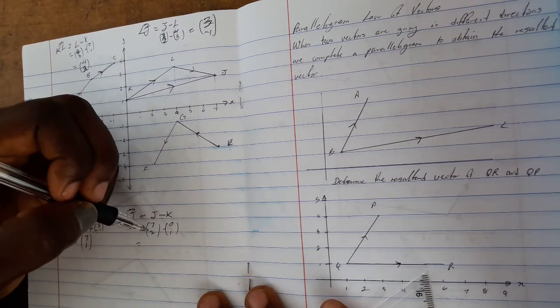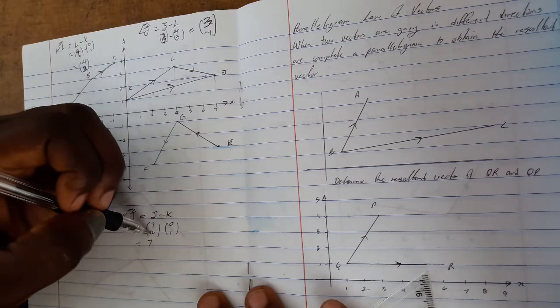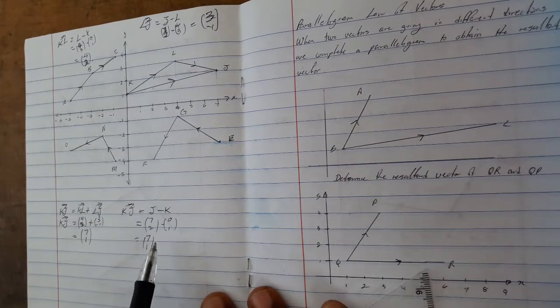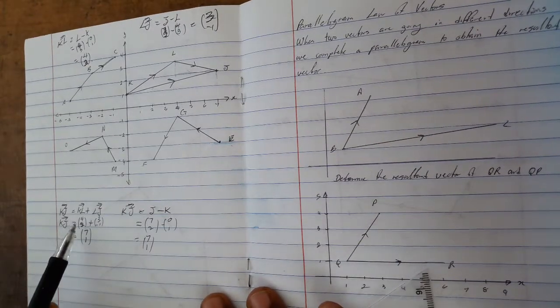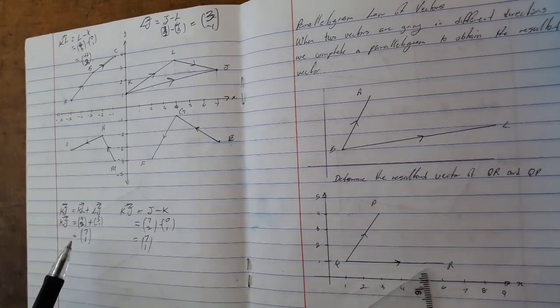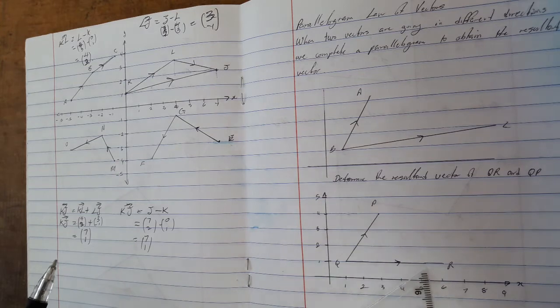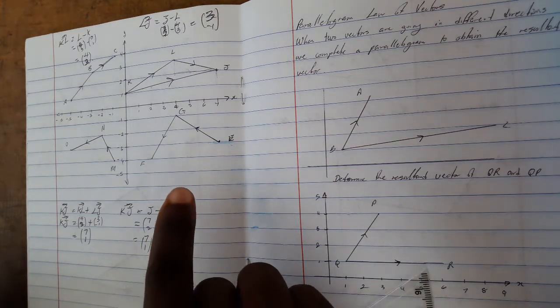7 minus 0 is 7, 2 minus 1 is 1. So we can use the ending point minus starting point. And we can also use the vector triangle law. When two vectors are going in the same direction, the resultant vector is equal to the sum of the other two vectors. Okay, so we have some others here.